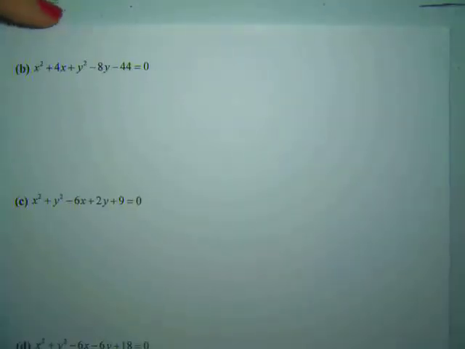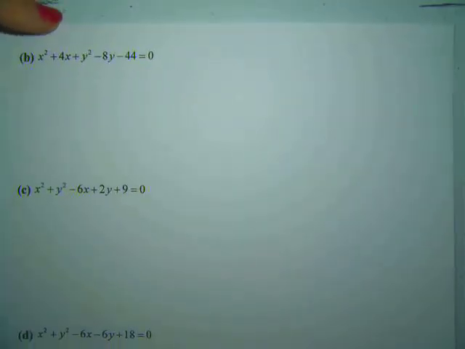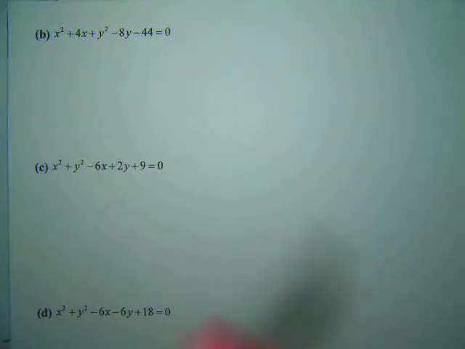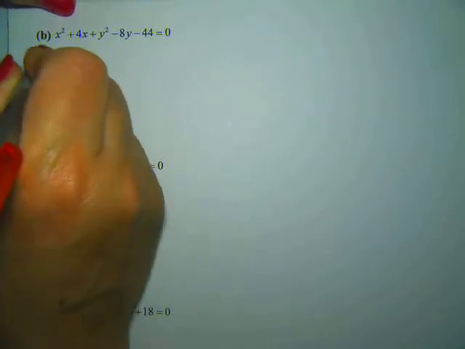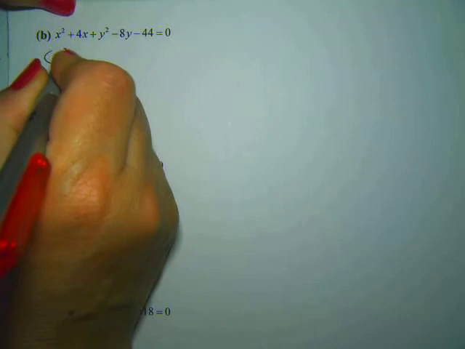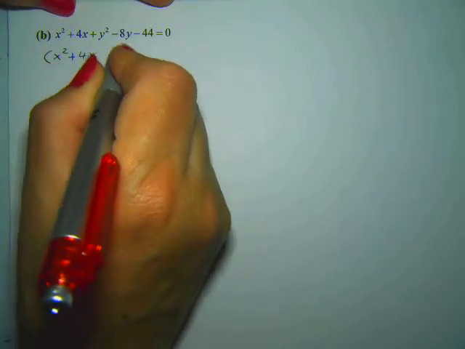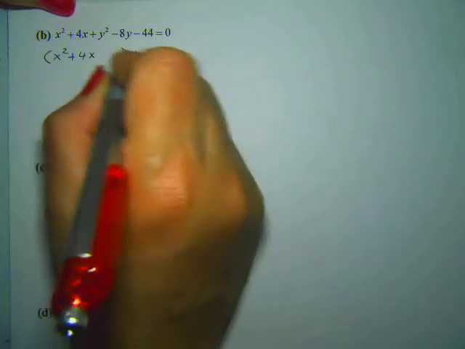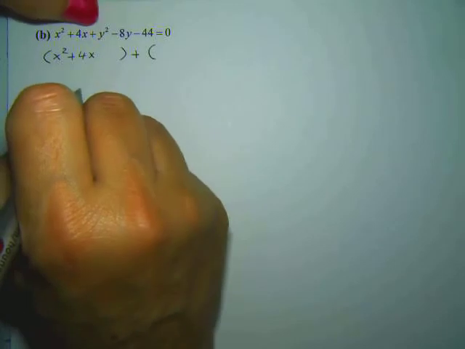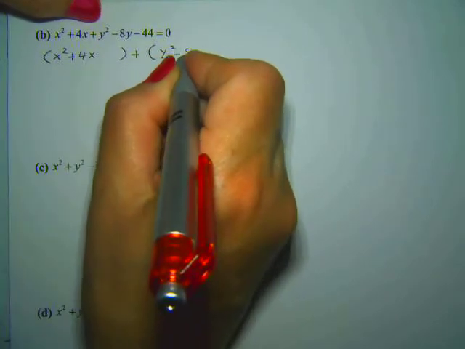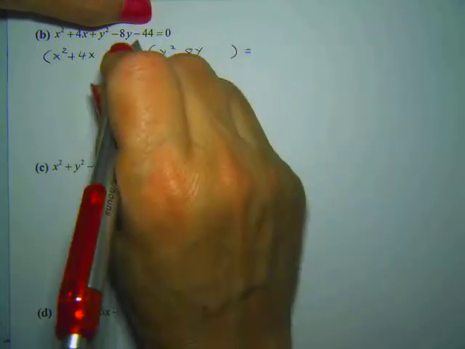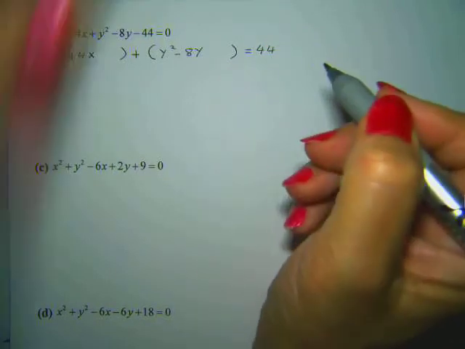Okay, so here are the examples we're going to do together. I did that first one, but now we're going to do one together. So here we go, for B, first we put the x squared plus the 4x, and leave a space to complete the square. Please don't forget there's a plus here, because some people forget the plus and that means they're multiplied, but they are not. Plus, put the y squared minus the 8y, leave a space to complete the square, and move the constant to the right hand side, so the negative 44 becomes positive.